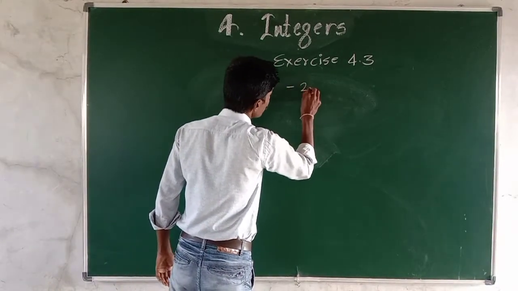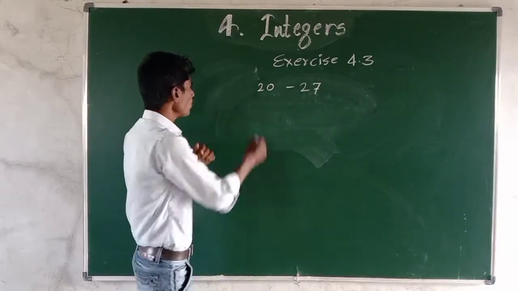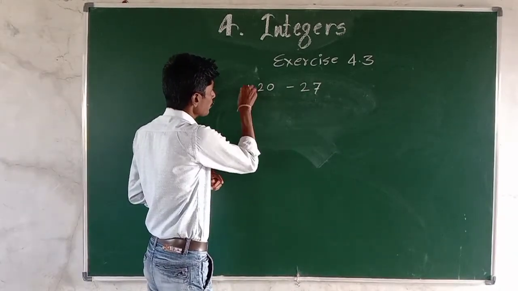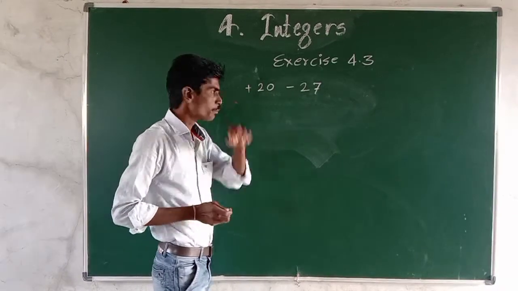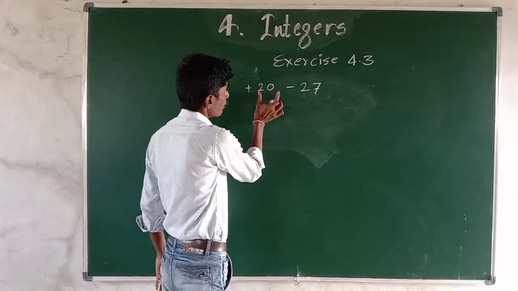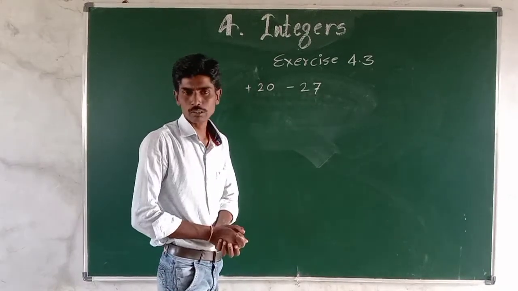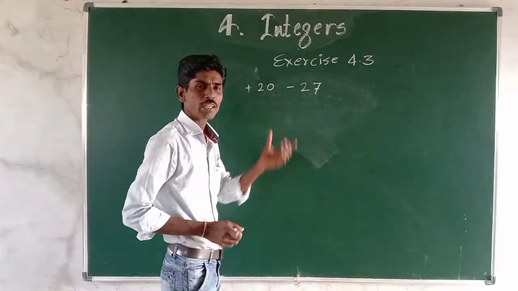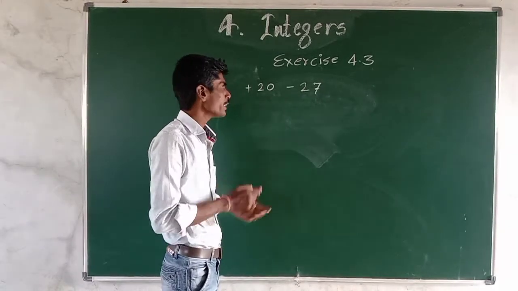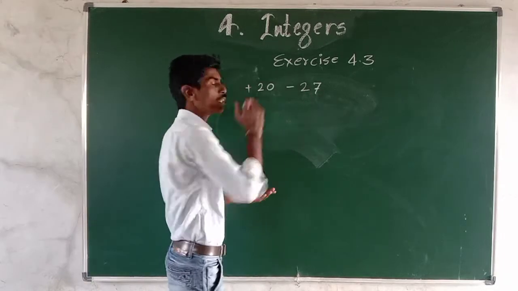20 minus 27. There is a plus sign. Now from 20 you have to subtract 27, but it is not possible because 27 is bigger than 20. That's why in this case we have to subtract the smaller number from the bigger number.